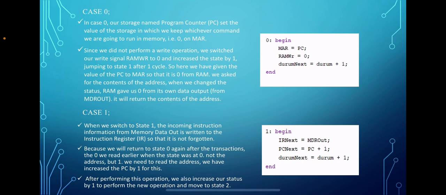Case 1. When we switch to state 1, the incoming instruction information from memory data out is written to the instruction register so that it is not forgotten. Because we will return to state 0 again after transactions, the address 0 we read earlier when the state was at 0, now we need to read address 1. We have increased the PC by 1 for this. After performing this operation, we also increase our state by 1 to perform the new operation and move to state 2.